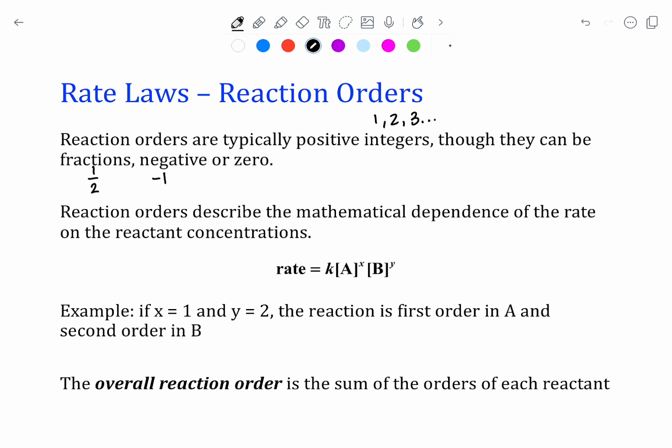So here we have our rate law. Again, we'll write that just to make sure we're remembering the difference. This is a rate law. Okay, so if in this rate law we had X is equal to 1 and Y is equal to 2, we would say that the reaction is first order in A and second order in B. The overall reaction order is the sum of the orders of each reactant. So in this example, the overall reaction order would be 3 because 1 plus 2 is equal to 3.